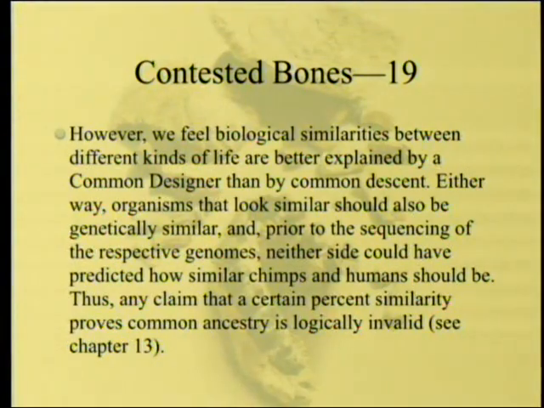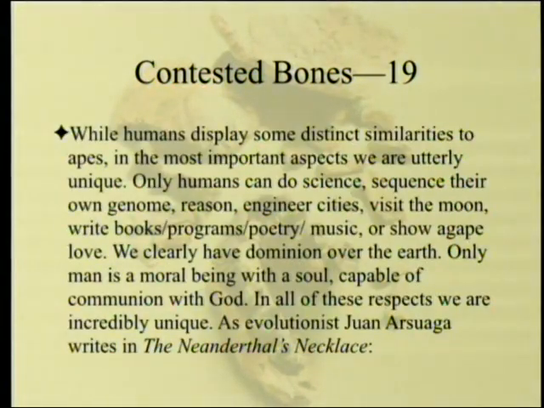However, biological similarities between different kinds of life are better explained by a common designer than by common descent. Either way, organisms that look similar should also be genetically similar, and prior to the sequencing of the respective genomes, neither side could have predicted how similar chimps and humans should be. Thus, any claim that a certain percentage of similarity proves common ancestry is logically invalid. See chapter 13. While humans display some distinct similarities to apes, in the most important aspects we are utterly unique.